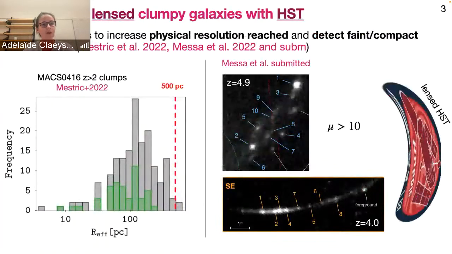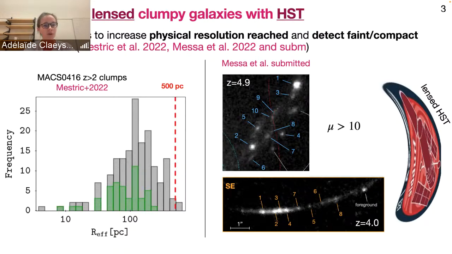So using the lensing effect, if you lens HST data, Mestric et al. 22 built the first statistical sample of high redshift clumps, with 166 clumps from HST observations of lensed galaxies. You have on the left here the size distribution of the clumps. One very important result in this study is that almost all the clumps are smaller than the 500 parsec limit we have without lensing. So it means that the clumps are smaller than what we observed before, which is a very important result because it means that resolution really matters for the study of clumps.